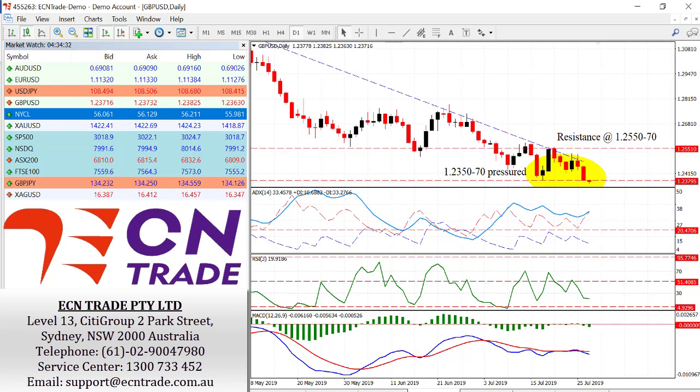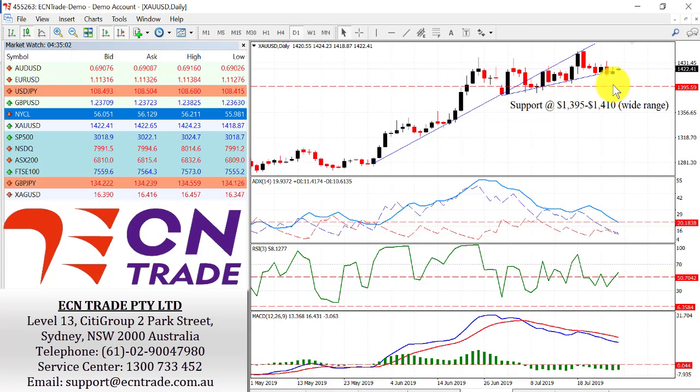I've said all along that we could see a break to the downside, and if we do get a break of 123.50 to 70, then we would look down towards the 121.50 figure and reassess from there. Resistance is seen at 125.05.